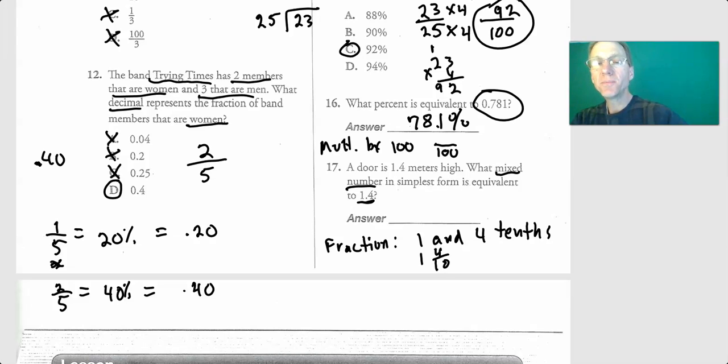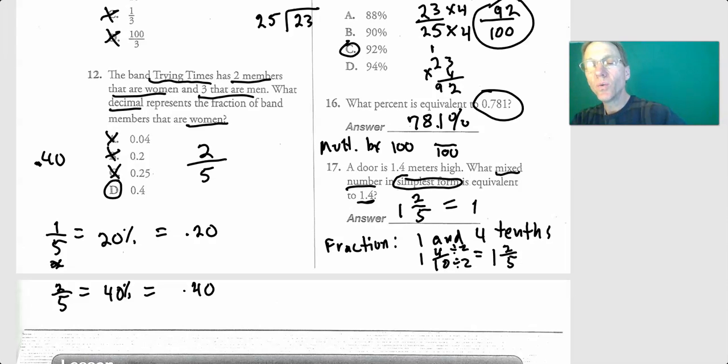But they also said it's supposed to be in simplest form. No problem. We'll just divide. We'll divide by 2, and we'll get 1, and 4 divided by 2 is 2, and 10 divided by 2 is 5. So 1 2/5 is the same as, that's equivalent to 1 4/10. Okay? That's equivalent.